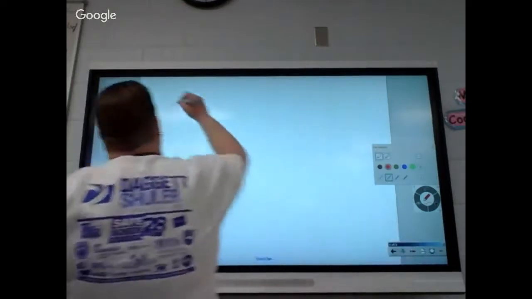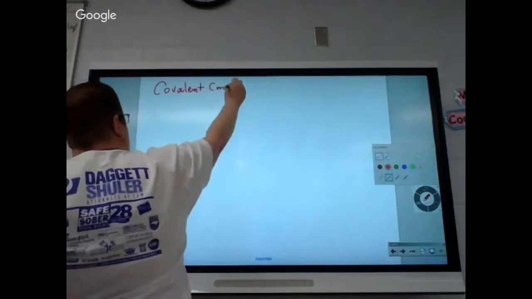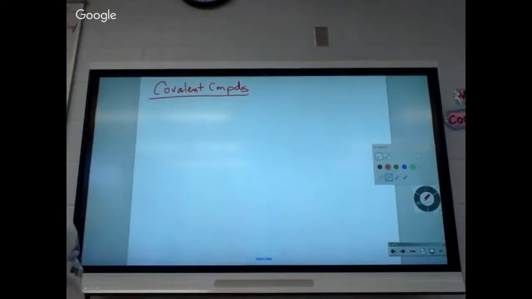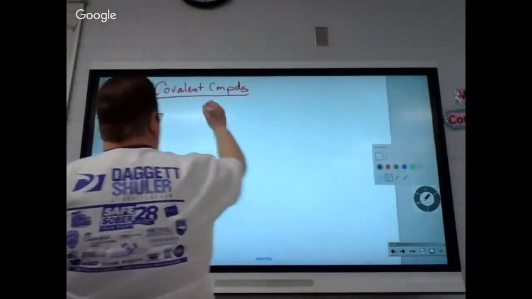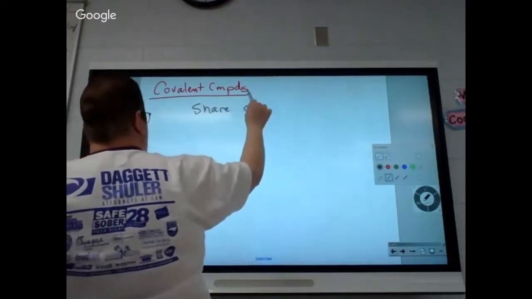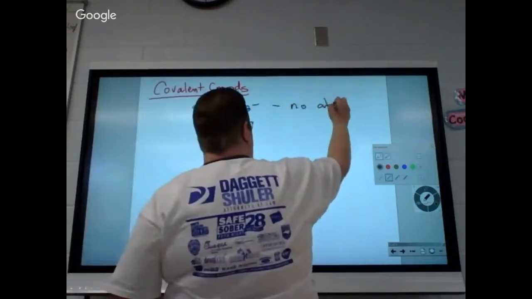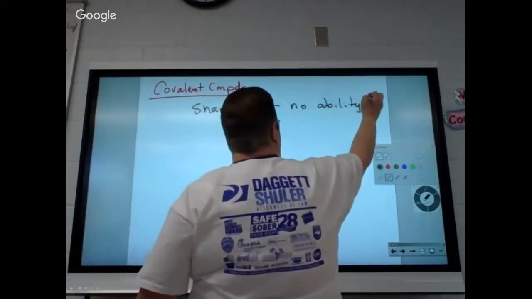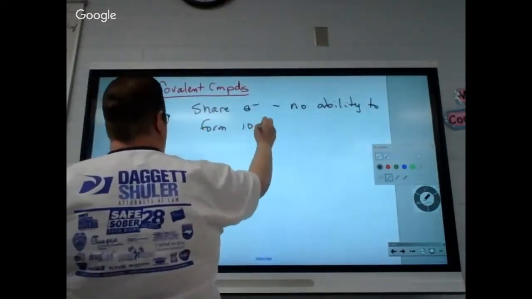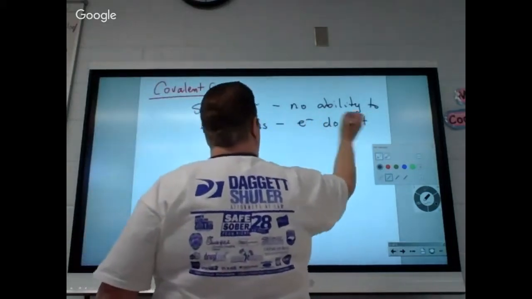Now, covalent compounds. This one isn't as long as the other one. Covalent compounds are the short one. Now, covalent compounds do what with their electrons? They share electrons. All right, covalent compounds share electrons. They have no ability to form ions. The electrons do not move.